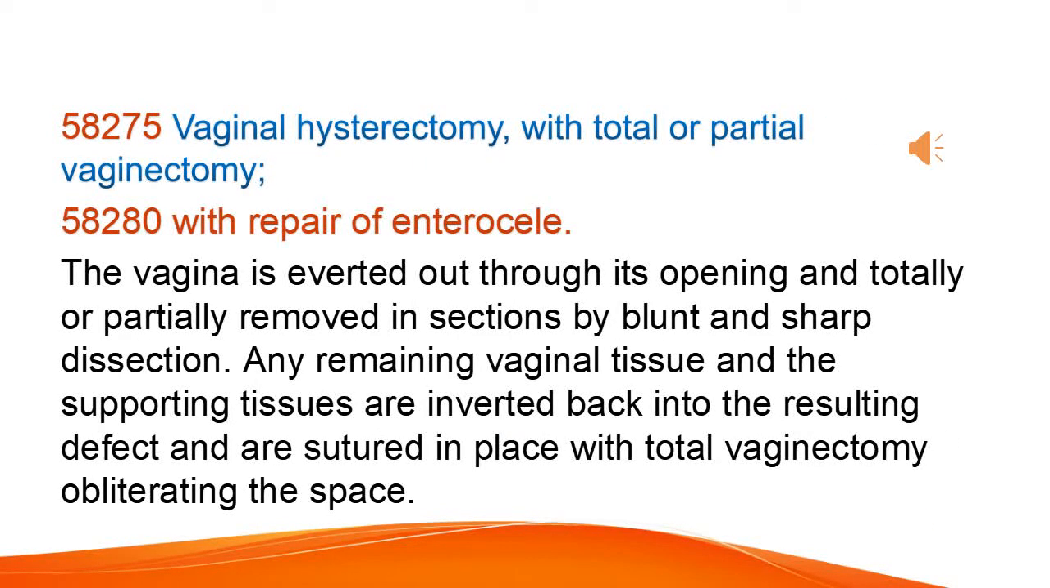Vaginal hysterectomy, with total or partial vaginectomy. With repair of enterocele. The vagina is everted out through its opening and totally or partially removed in sections by blunt and sharp dissection. Any remaining vaginal tissue and the supporting tissues are inverted back into the resulting defect and are sutured in place, with total vaginectomy obliterating the space.